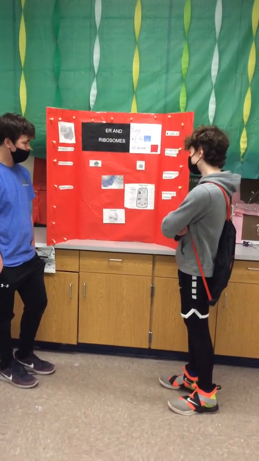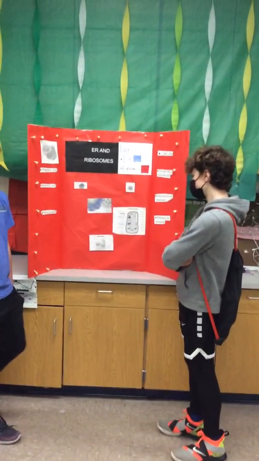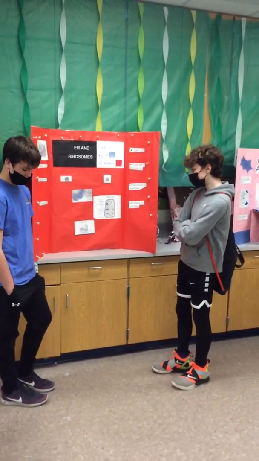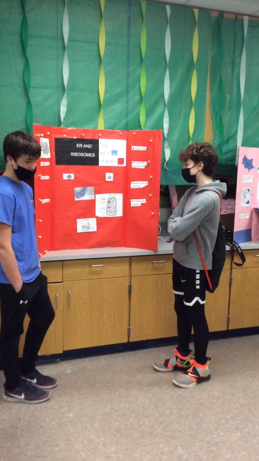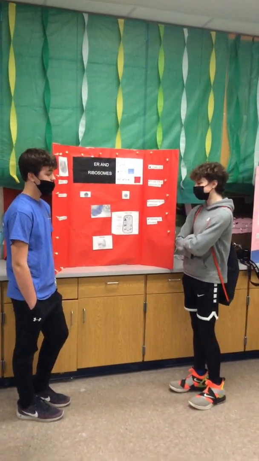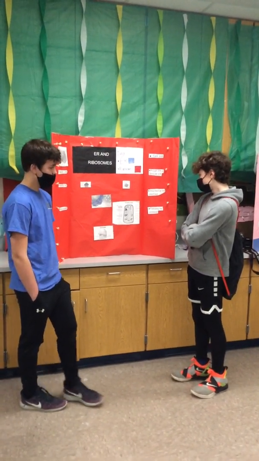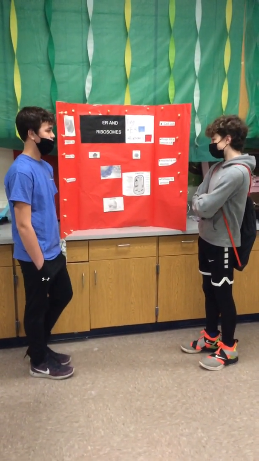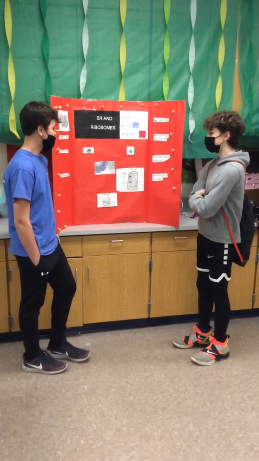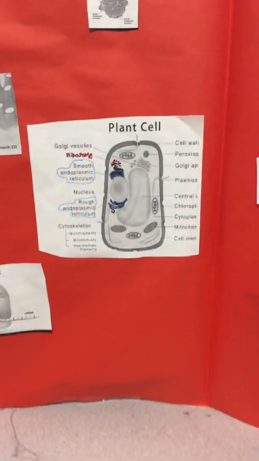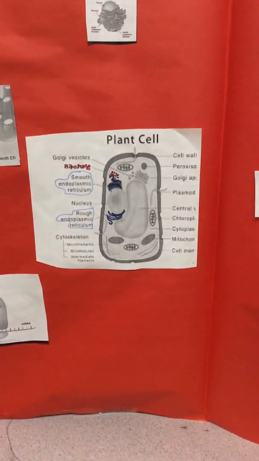So the difference between a rough ER and a smooth ER is the rough ER has ribosomes that are attached to the insides of it. The smooth ER has ribosomes inside of it and not on the outsides. The endoplasmic reticulum is like a pathway for the proteins. And also this picture down here, which is the plant cell, which is what we made in class, will show you how the rough ER and smooth ER are actually around the nucleus and the ribosomes are there.